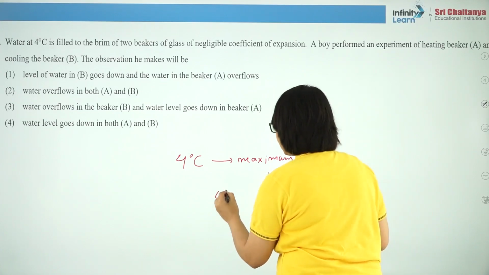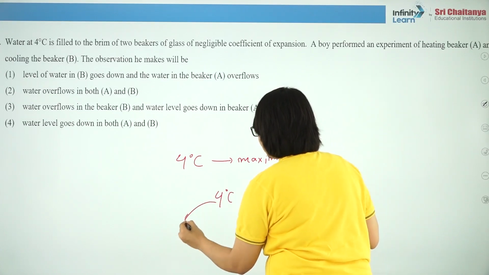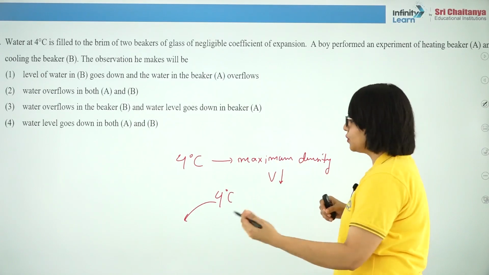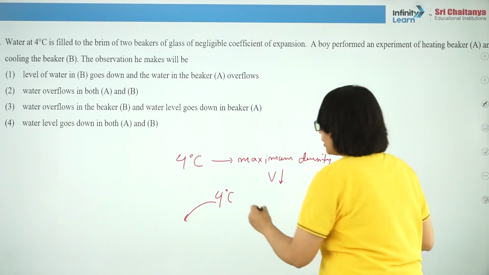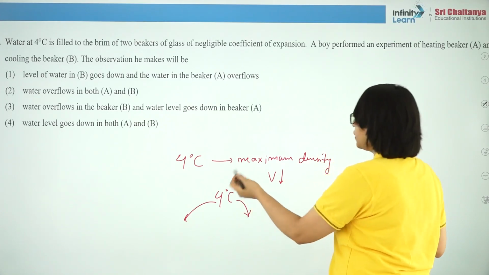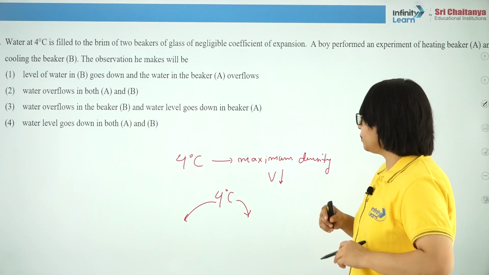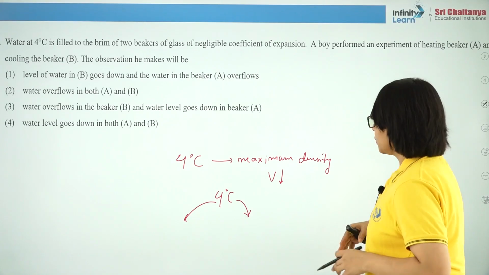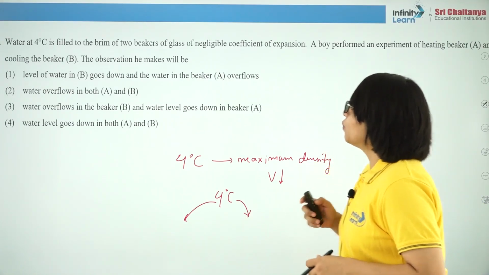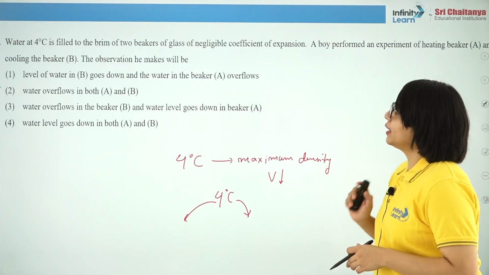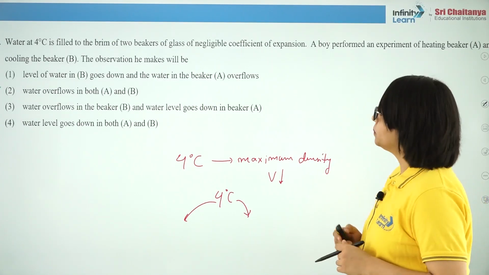When water is cooled down from 4 degrees to 3, to 1 and so on, its volume will increase, right. And when water is heated from 4 degrees to 5, 6, 7, its volume will increase, right. So, in both the cases, volume of the water will increase, and because of that, water overflows in both A and B, which is option 2.